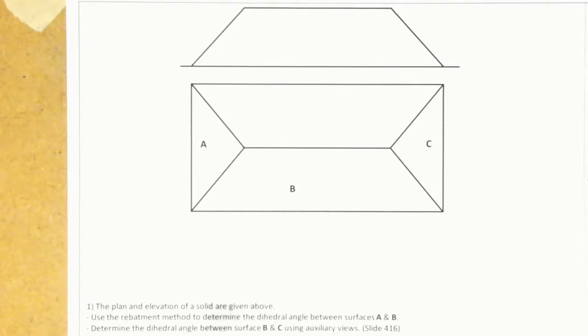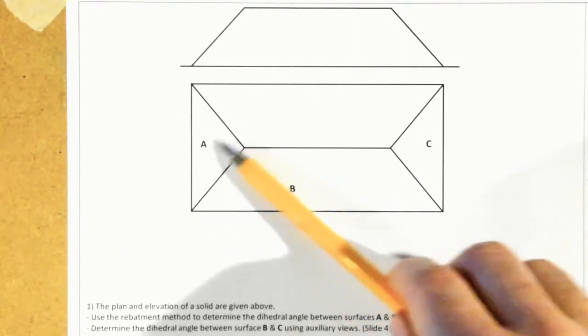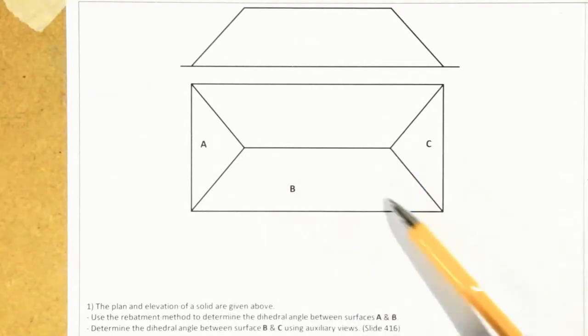So just given the question here, we can see the plan and elevation of the solid are given. It says, part 1, use the rebatment method to determine the dihedral angle between surface A and surface B. And part 2, determine the dihedral angle between surface B and C using the auxiliary views method. So there's actually two methods we can use, and we're going to practice both of them on this question. The first one, the rebatment method between surface A and B, and the second one between B and C, which is the auxiliary views method.